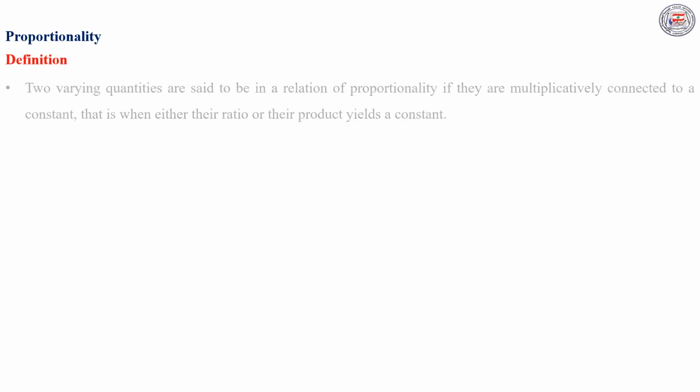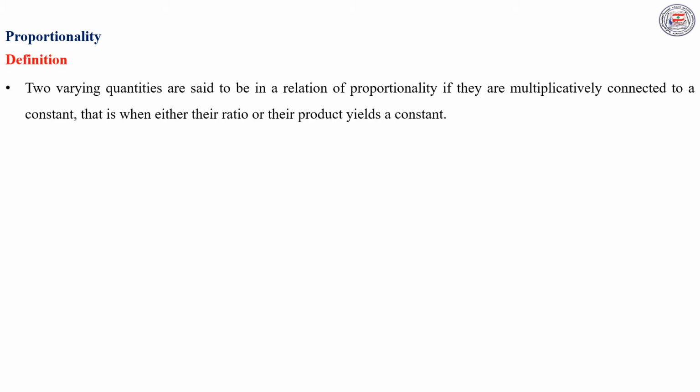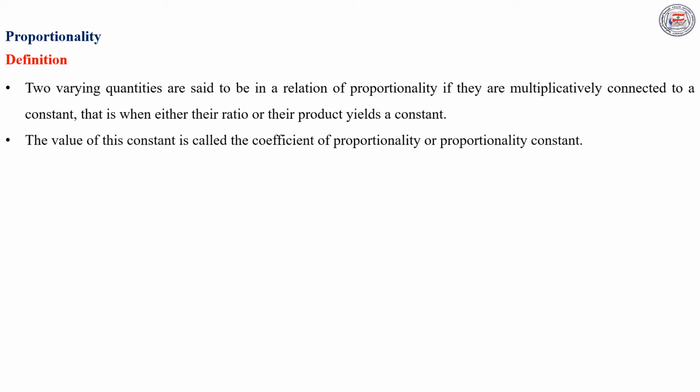By definition, two varying quantities are said to be in a relation of proportionality if they are multiplicatively connected to a constant, that is when either their ratio or their product yields a constant. And the value of this constant is called the coefficient of proportionality or proportionality constant.